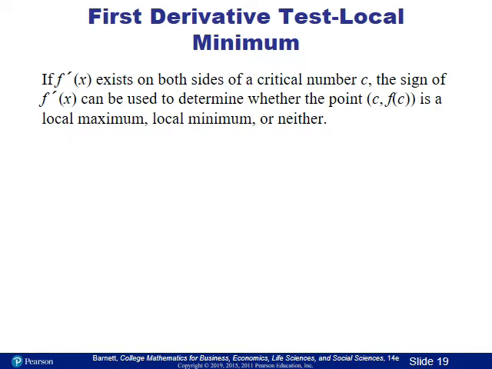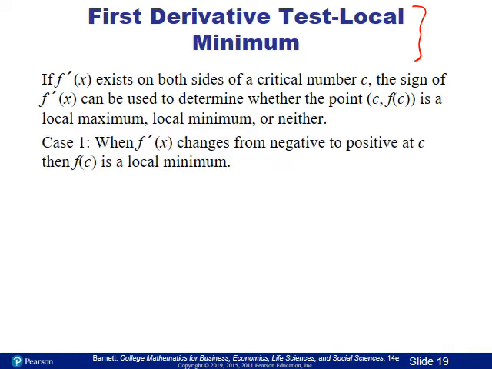So here, a very important thing, the first derivative test. How will we apply the first derivative test? Very simple. If f dash of x exists on both sides of a critical number c, the sign of f dash can be used to determine whether the point is a local maximum, a local minimum, or neither. Case 1: when f dash of x changes from negative to positive at c, then f of c is a local minimum. This is a very important statement. We will use it in an example.